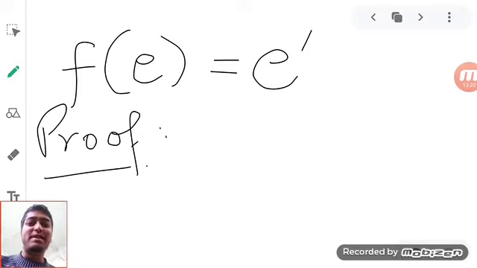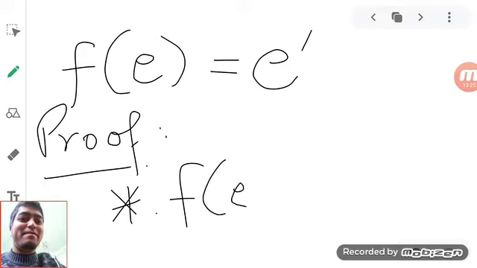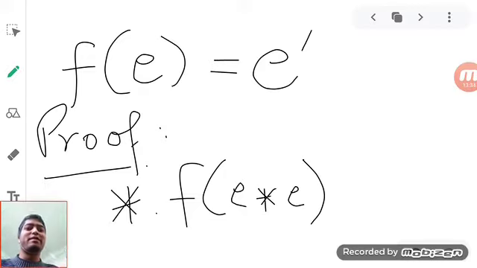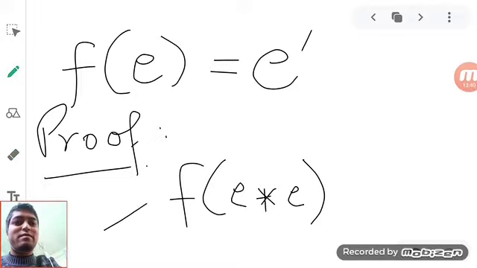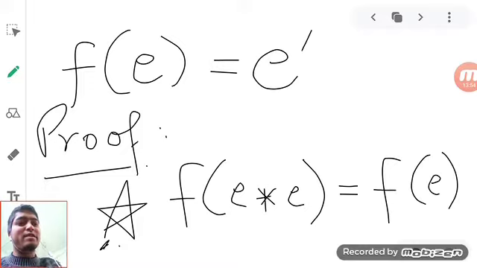The proof of this theorem is actually very simple, but you have to remember this first line. If you forget this first line, then you can no longer proceed. Okay, maybe I'll erase this. I'll use this just to show that there is a difference between this star and this star. F(E star E) equals F(E). This is true because E star E is equal to E. So you will have it.